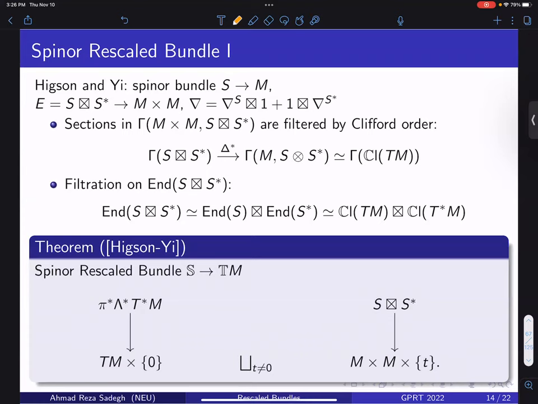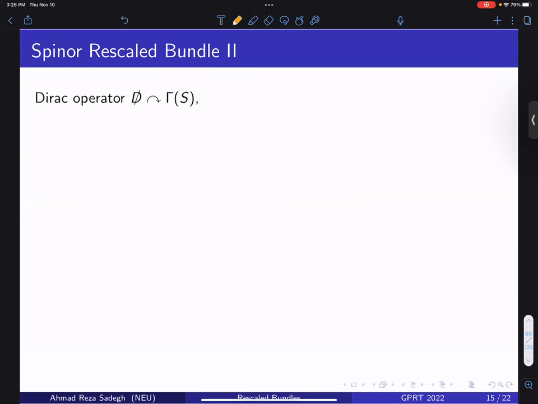It's because we are using the deformation to the normal cone language, and deformation to the normal cone is a functor, so you can easily apply it to manifolds with certain structures, for example equivariant structure, which I'm going to discuss after this spinor case. So first, let me tell you the application, why I care about the spinor rescaled bundle. We start with the spinor bundle, and it has a Dirac operator acting on it, a very specific type of first order operator.